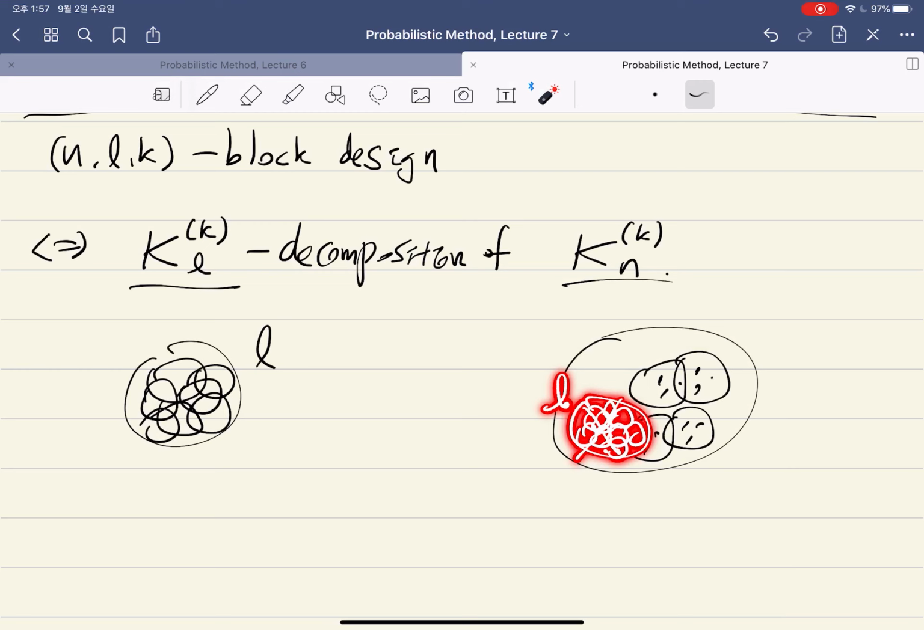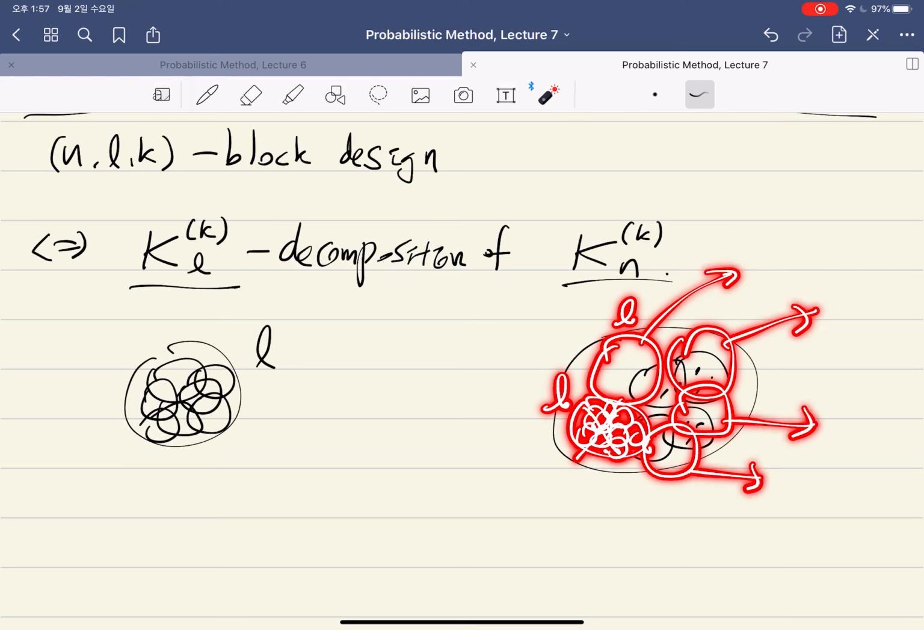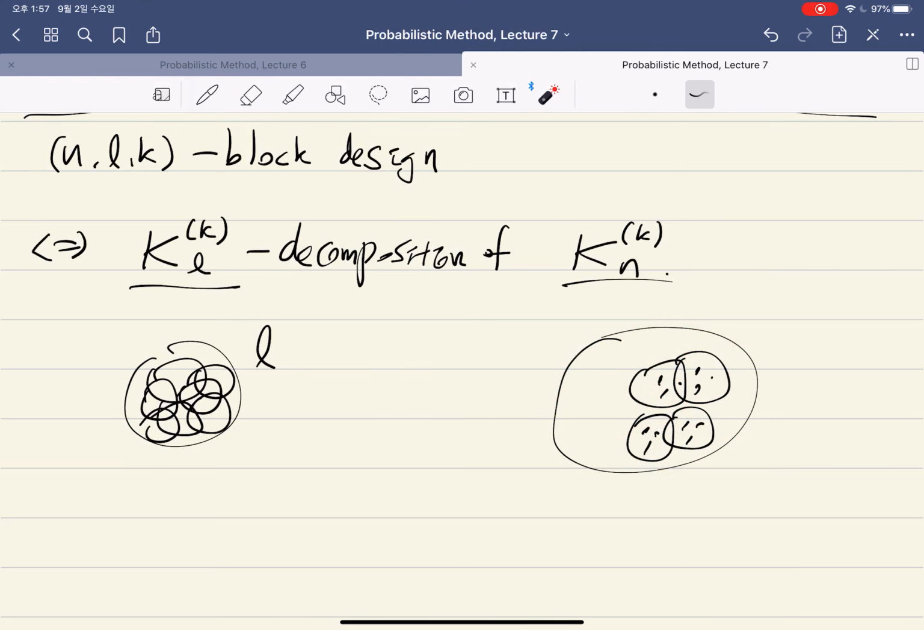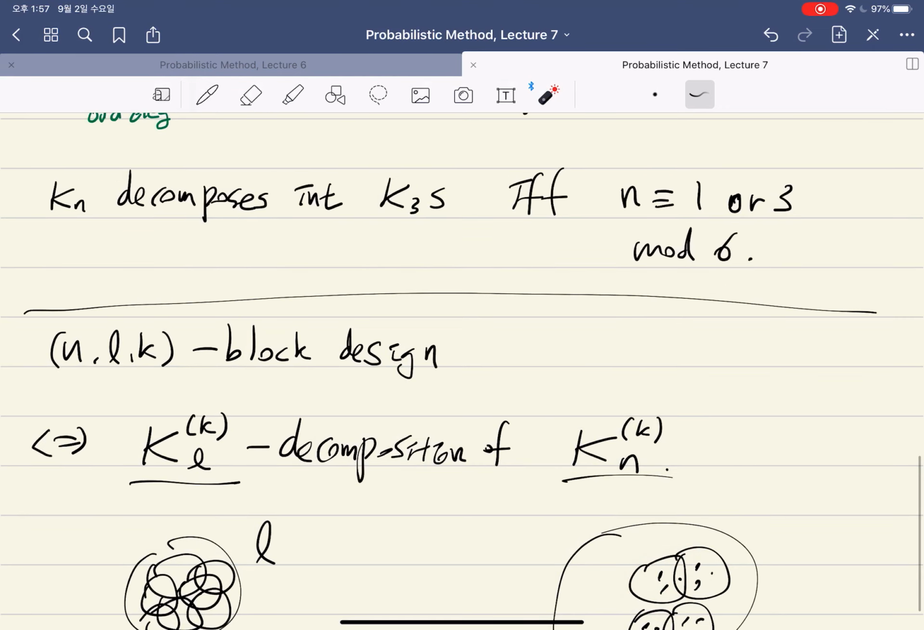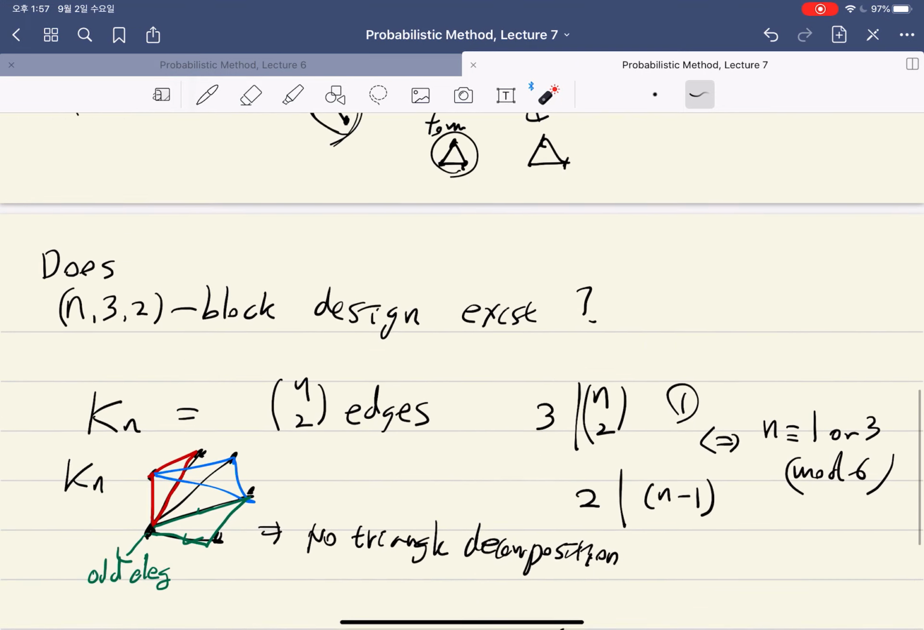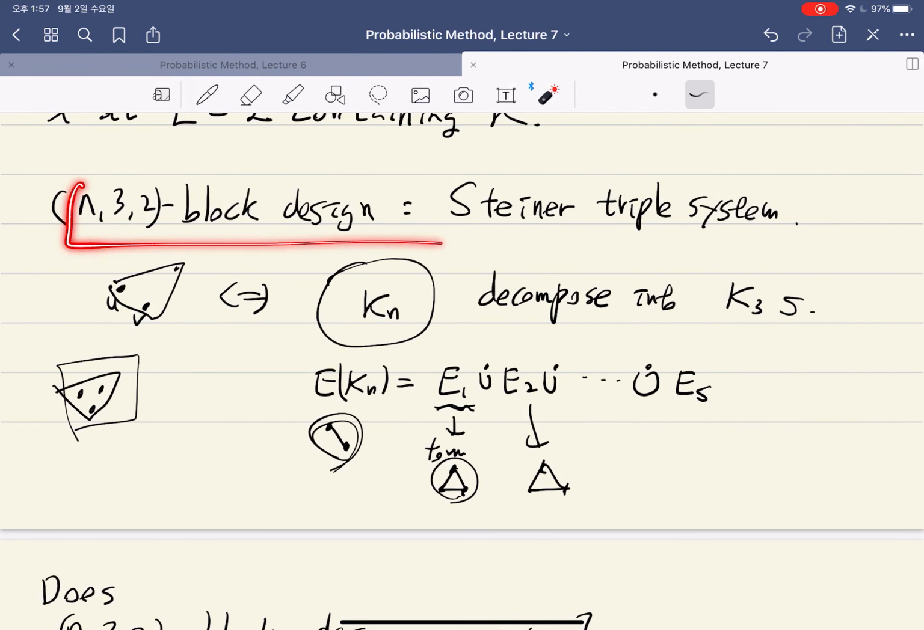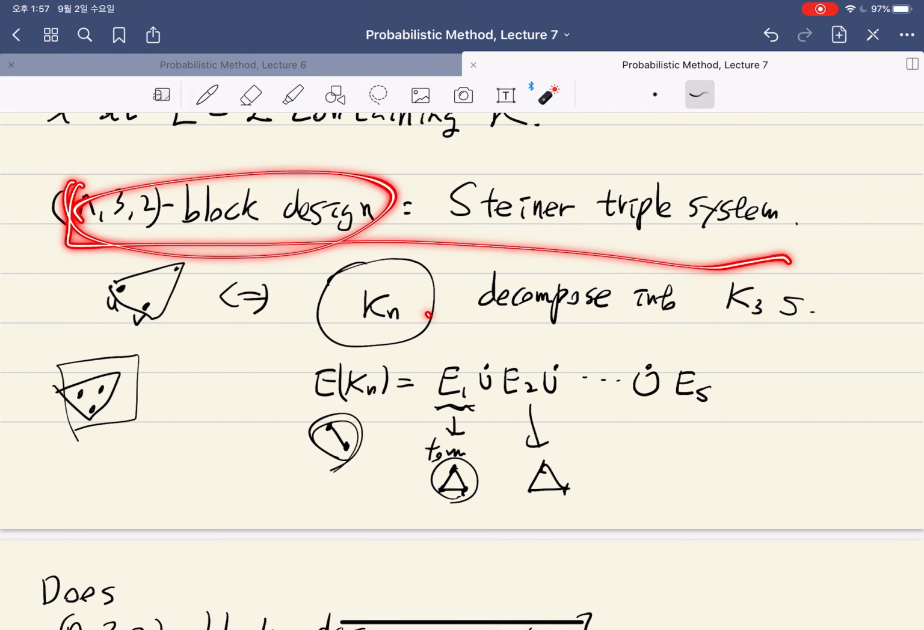And we delete them, and then we choose another l-set, another l-set, another l-set. Each of these forms a copy of K_l^(k), and we want to make sure that every edge here, every set of size k, belongs to exactly one such copy. So that's the same as an (n, l, k) block design. It's the same logic as the equivalence of these two.